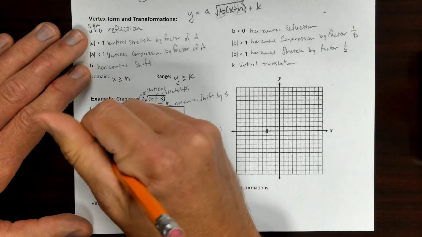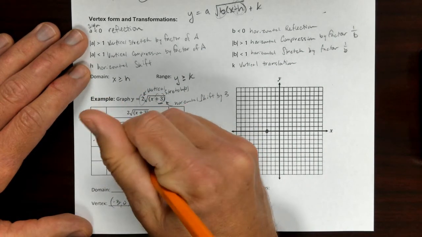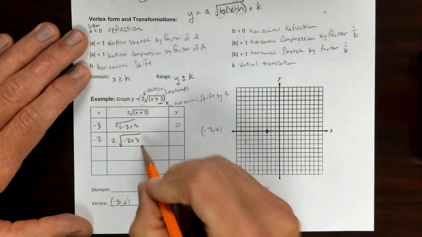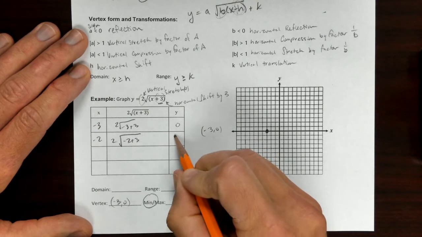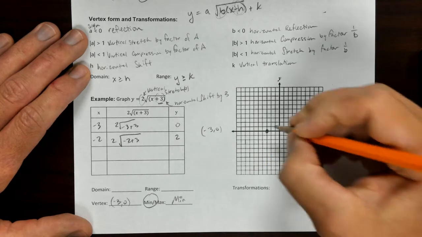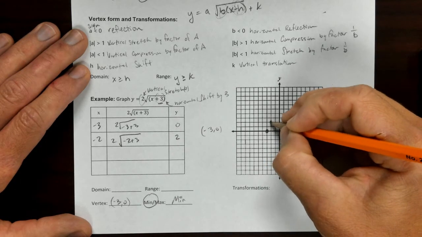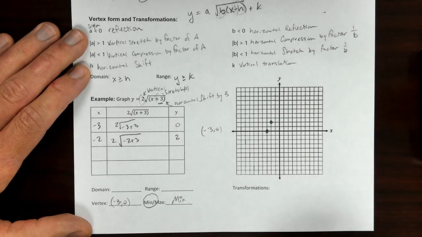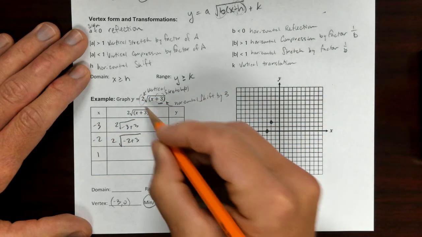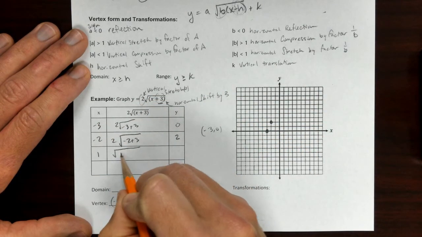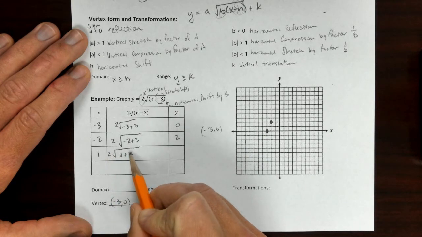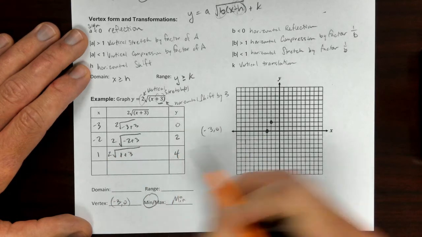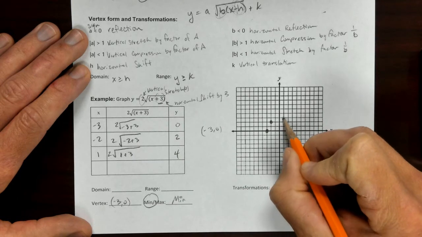All right, let's plug in negative 2. So we go 2 square root of negative 2 plus 3. That's going to give me a positive 1. Square root of positive 1 is 1. Times 2 is 2. So we know we have a point at negative 2, positive 2. If I plug in a positive 1, I've got 2 times 1 plus 3, so this is 4. Square root of 4 is 2. 2 times 2 is 4. So positive 1, we've got 1, 2, 3, 4.